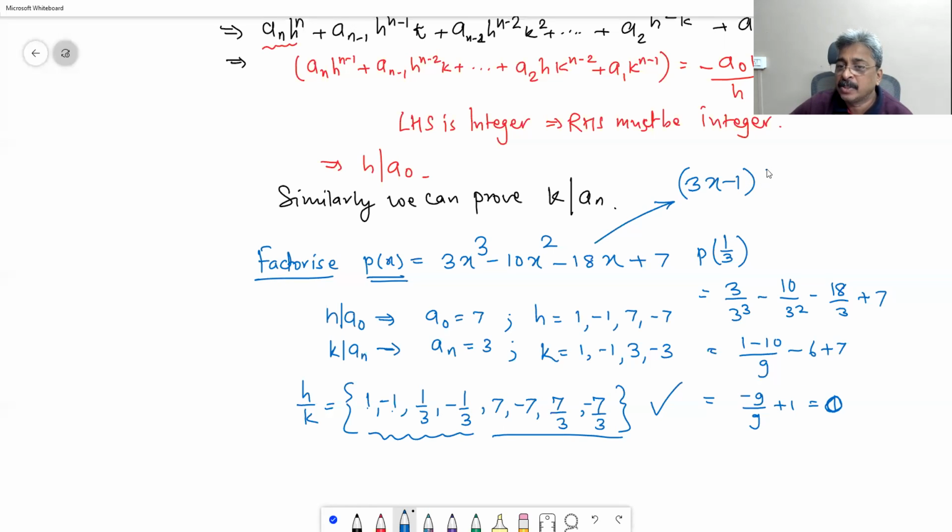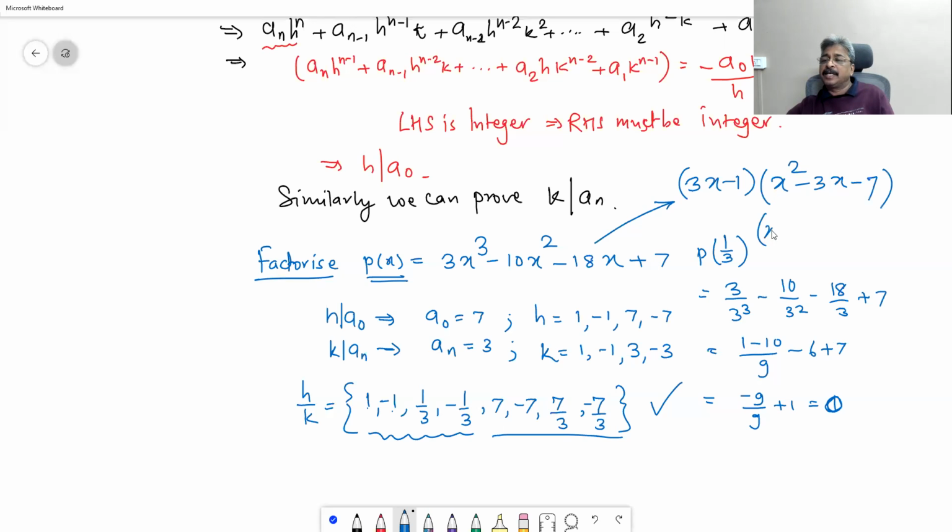Therefore 3x minus 1. If I want 3x cube, I need to have x square. The moment I wrote x square, I created minus x square. I want 10x square, so I must write 3x here. So minus 9 minus 1 is minus 10. The moment I write minus 3x here, it is plus 3x, and I want minus 18x. So I must write minus 7x, since 21 upon 3 is 7. That is my second quadratic, and the last parameter also matches: minus 7 times minus 1 is 7. So this is my quadratic.